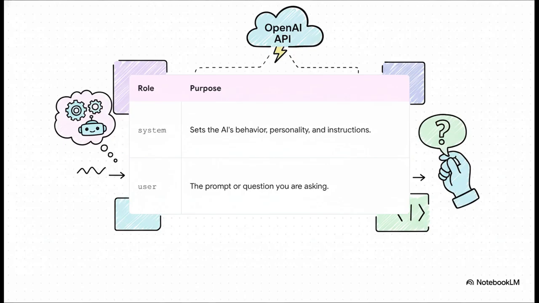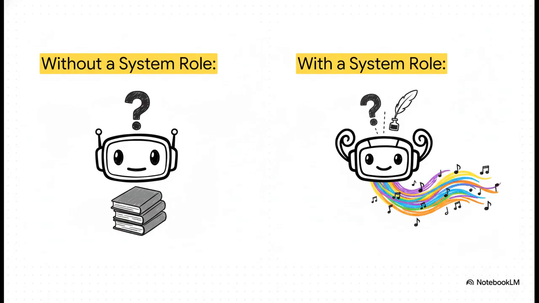It's your actual question. And check this out. This shows you just how powerful that system role is. On the left, without one, you ask about recursion, you get a dry textbook answer. Totally fine. But on the right, we add a system role that says, you are a poetic assistant, and boom, same question gets this beautiful, creative, poetic response. This is how you really start to tailor the AI for your app.